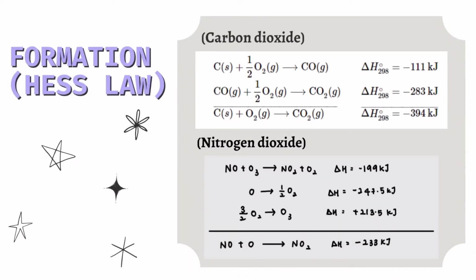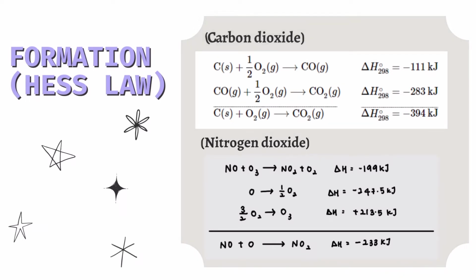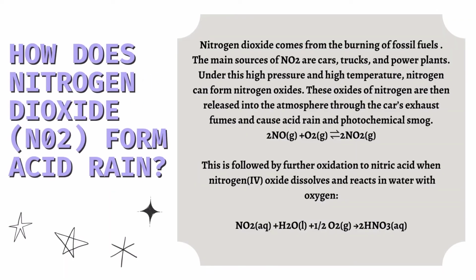Next, these are the contents of acid rain in the form of Hess's law. Formation of carbon dioxide is an exothermic reaction. And this is how the nitrogen dioxide formation looks, where the total formation is exothermic. Moreover, nitrogen dioxide comes from the burning of fossil fuels. The main sources of NO2 are cars, trucks, and power plants.